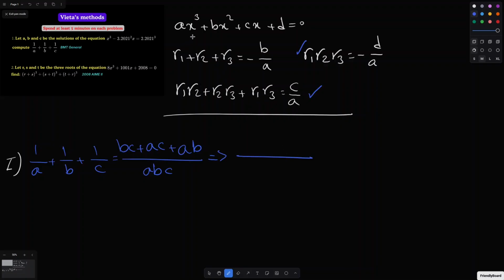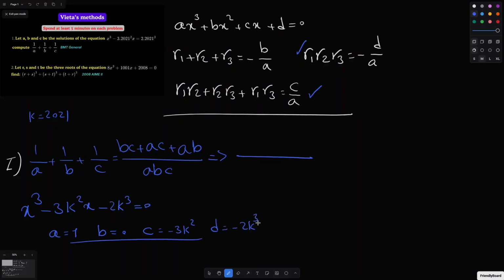C over a. What is our c in the equation there? We have x to the power of 3 minus 3k squared x minus 2k cubed equals 0, where k equals 2021. Let's always try to make everything simpler. If you take a look at this, you can see that a equals 1, b equals 0, c equals minus 3k squared, and d equals minus 2k cubed. Okay, these are the coefficients for this cubic equation.